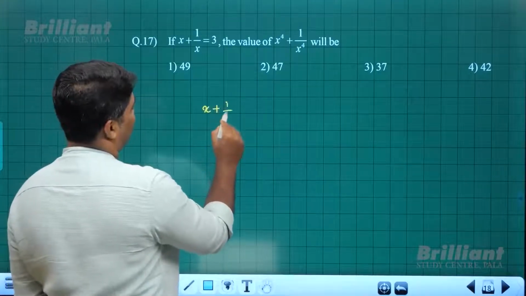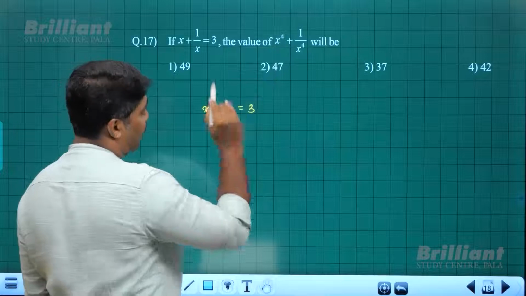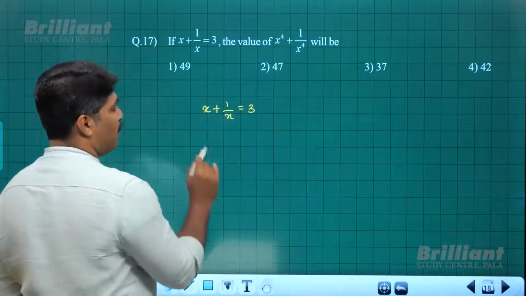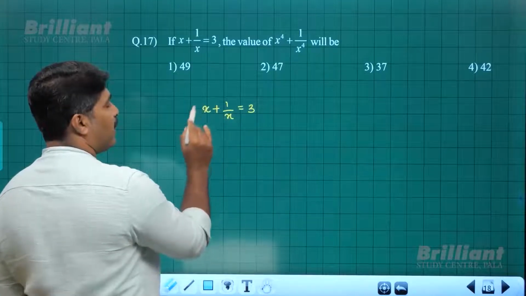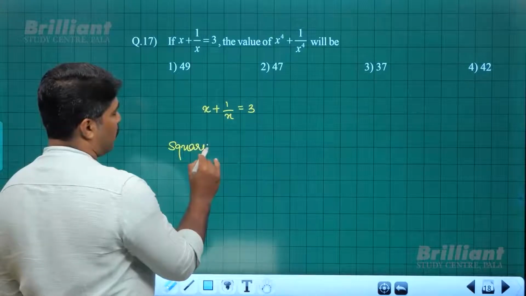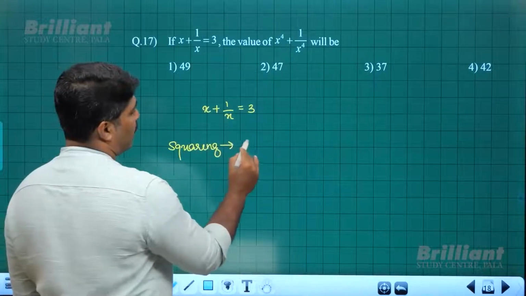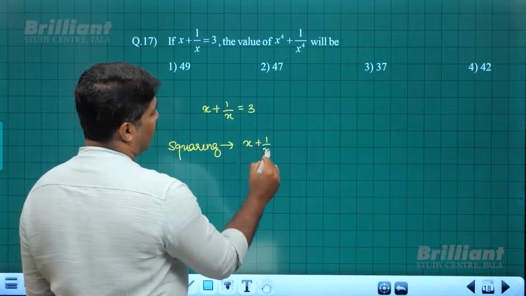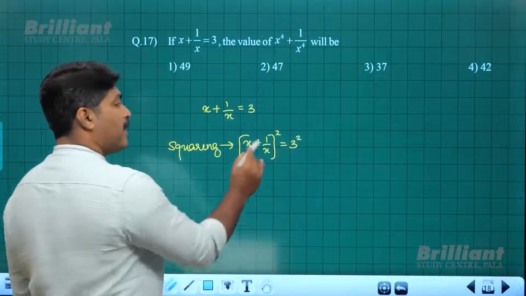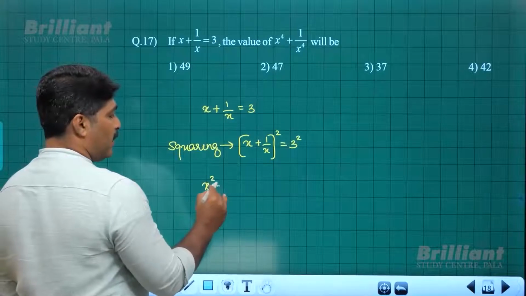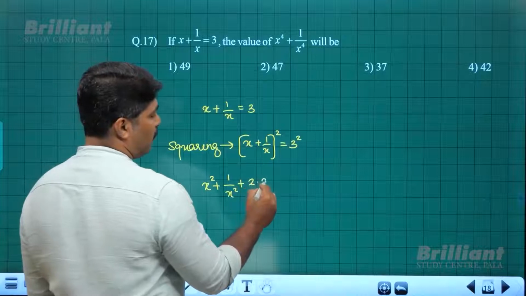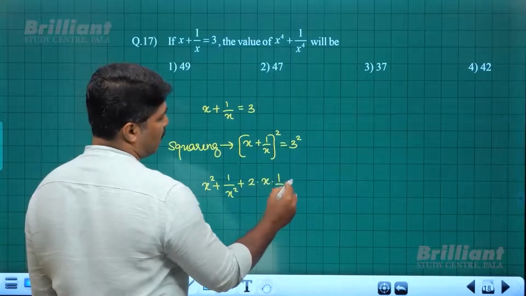x plus 1 by x equal to 3. Then we have to find out x raised to 4 plus 1 by x raised to 4. First of all, we consider squaring this expression. So this is x plus 1 by x the whole square. So that is 3 square. Expanding this one, this is x square plus 1 by x square plus 2 into x into 1 by x is equal to 9.